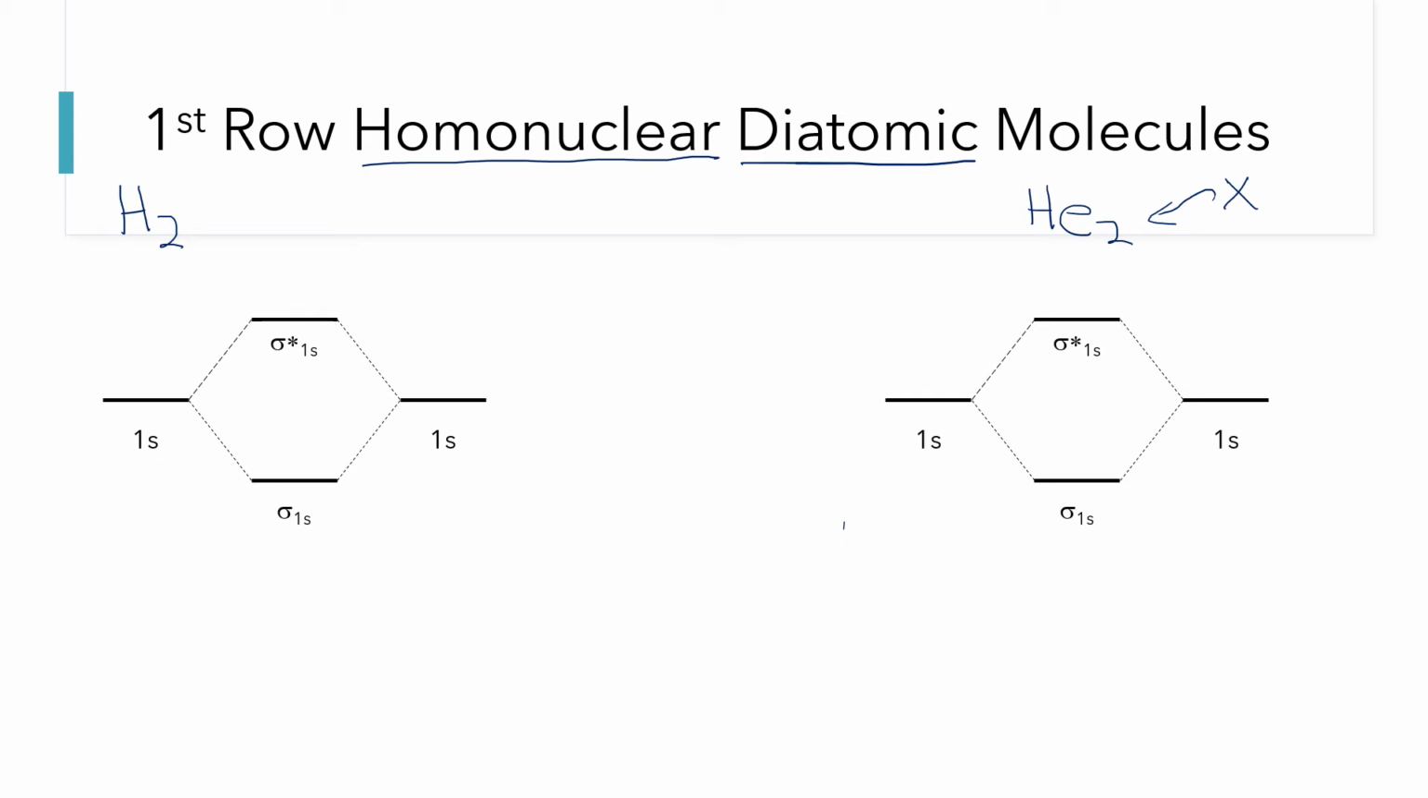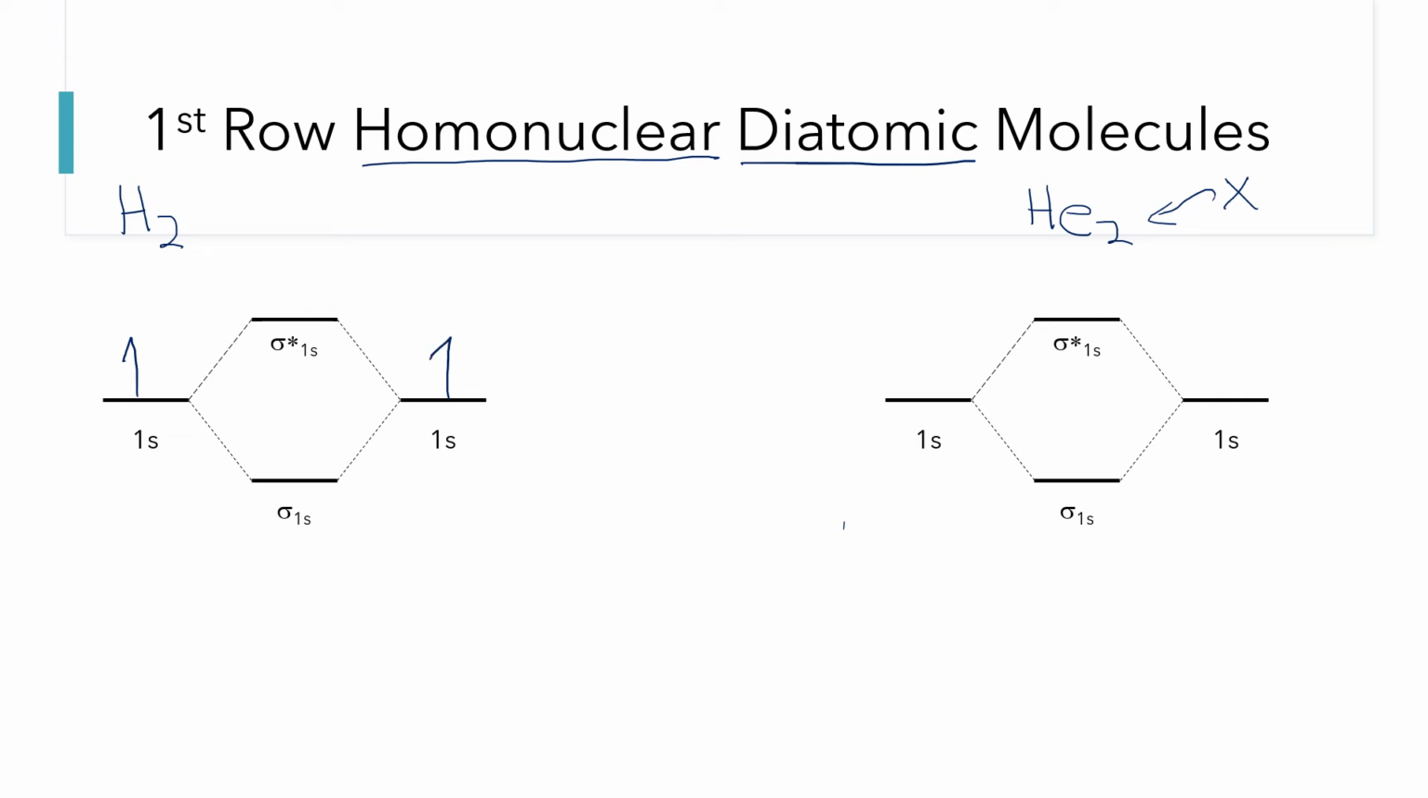Okay, so when we go to build the energy level diagrams for hydrogen and He2, each hydrogen atom brings a 1s orbital into play, and that's shown on the far left and the far right. And since hydrogen has one electron, I'm going to draw one arrow to show one electron in each one of these orbitals.